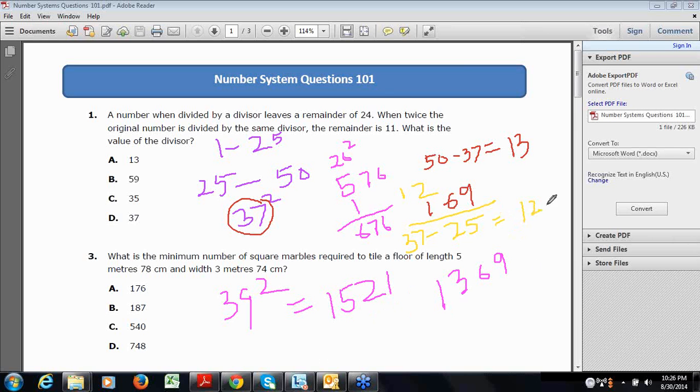48 square. So 48 square will be what? 0, 4, 2, 3. 48 minus 25, 2, 3. Okay, hope everybody got this. Okay, moving ahead.